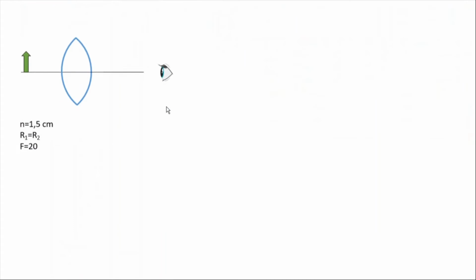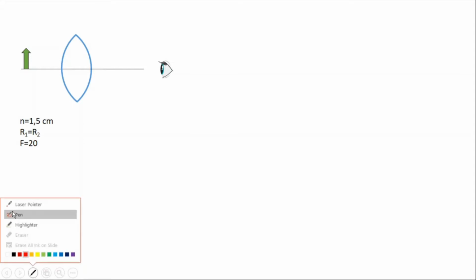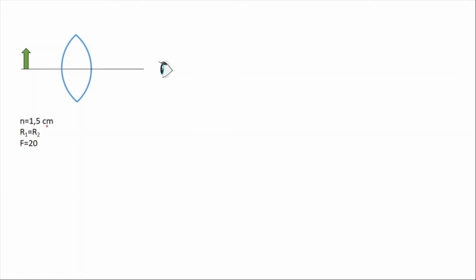Let's solve some examples. Assume we have a biconvex lens in air, the radii of curvature are equal to each other, and we are asked to find the radius of curvature. They both are equal to R, and it is equal to what, if the focal length is given as 20 centimeters? Let's use our formula. 1 over f equals (n minus 1) times (1 over R1 minus 1 over R2). Since it is in air, we use this formula.